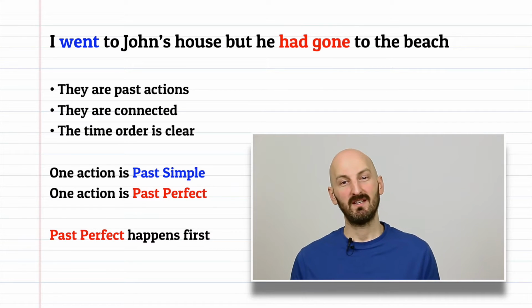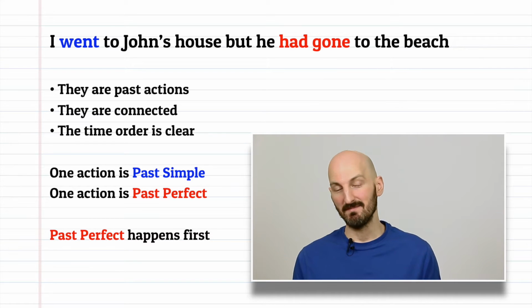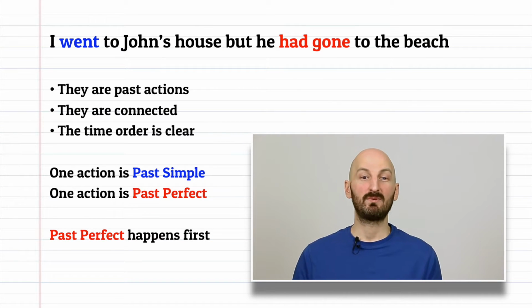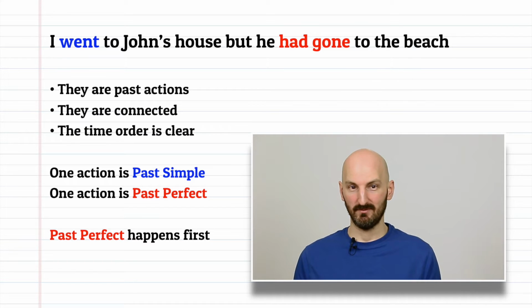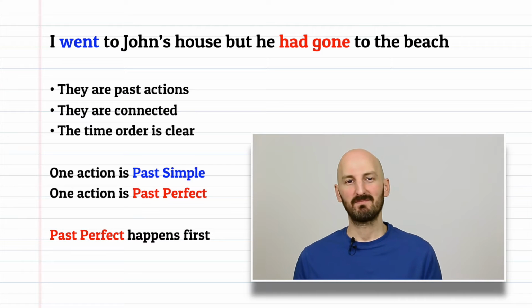But be careful, the order of the sentence is not the same as the order in time. The past perfect always happens before the past simple. It can never happen after the past simple, even if the sentence order is different. So let's think. Are both actions in the past? Yes. Are they connected? Yes. Do they happen at the same time? No. Which one happens earlier? Past perfect. Now, the meaning is very clear because of the past perfect tense.